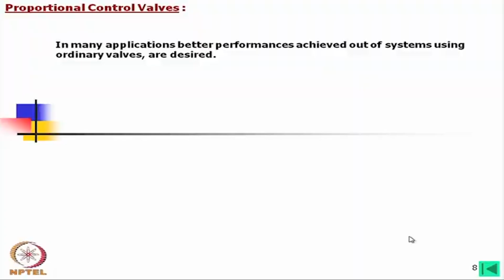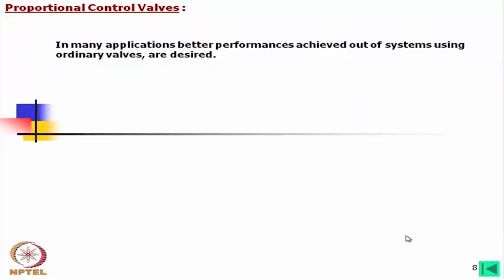Not only that, if you think from the other side, where apparently it is felt that a servo valve could give better performance, but the servo valve is very expensive, there we can use a proportional control valve and it will give better performance than the ordinary valve, although it may not give what the servo valve can give. Now, how does this proportional control valve work?